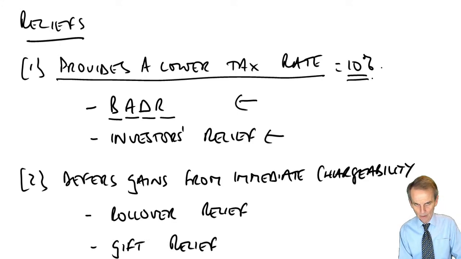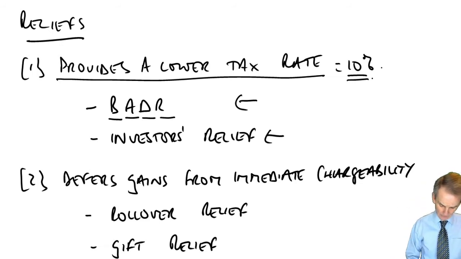If it's available, and you are otherwise a higher rate taxpayer, the availability of this relief halves your tax rate. That's got to be a good idea. We only pay 10% instead of paying 20% as a higher rate taxpayer. Those are the reliefs we'll look at first.